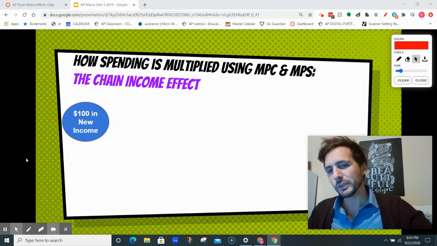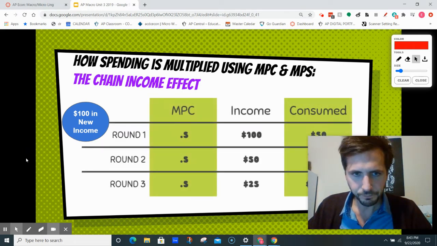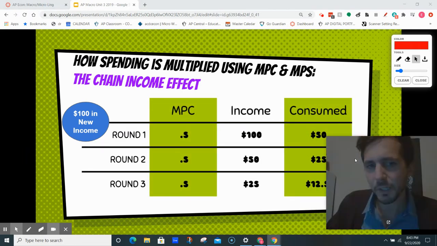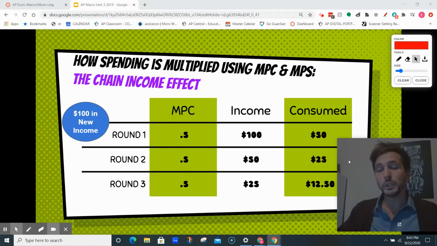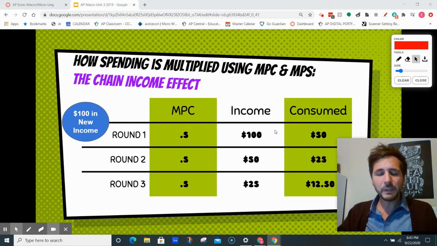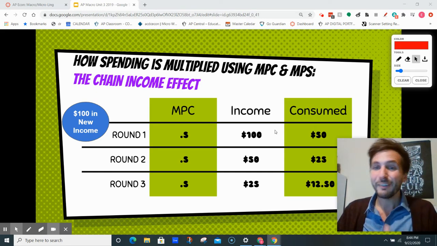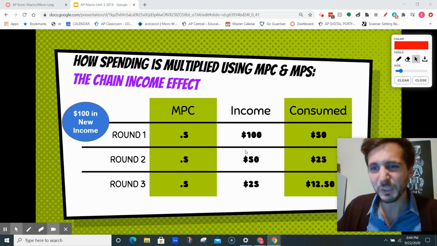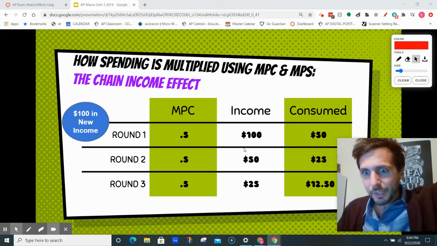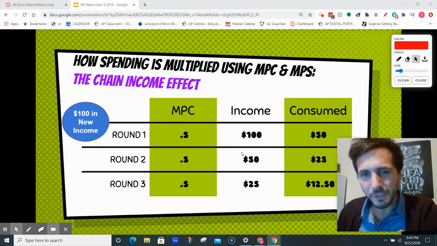Let's say $100 comes in, right? New income. But $100 comes in and our MPC is 0.5. Then for that new $100, $50 of it is consumed. We use it on consumption. That means going into round two, $50 are actually going to become somebody else's income in round two. I spent that money like at the jerky stand, right? $50 comes in as income.